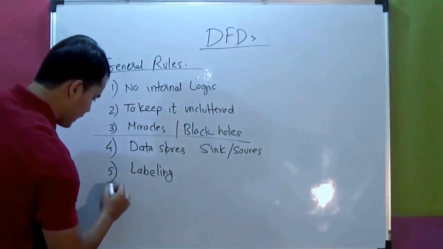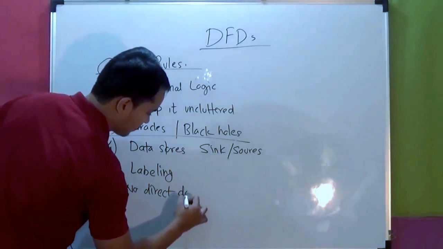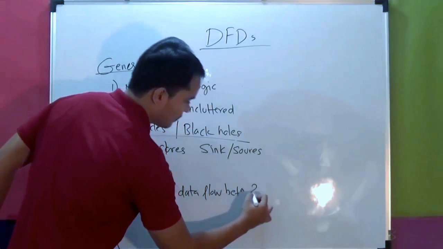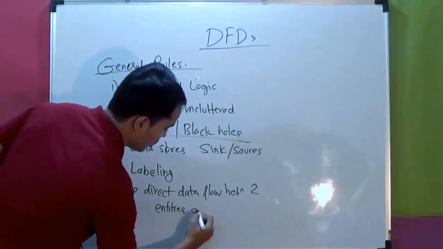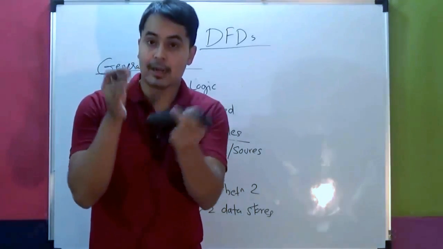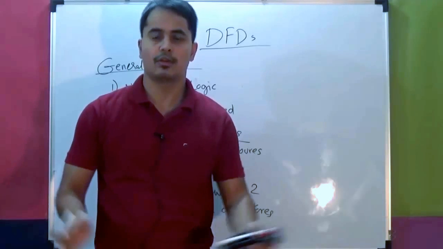And again, I repeat that there is no direct data flow between two entities or two data stores. Direct data flow between two processes? Yes, totally possible. Totally possible.